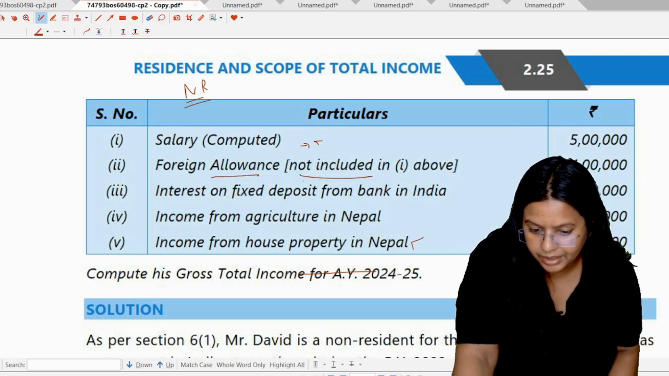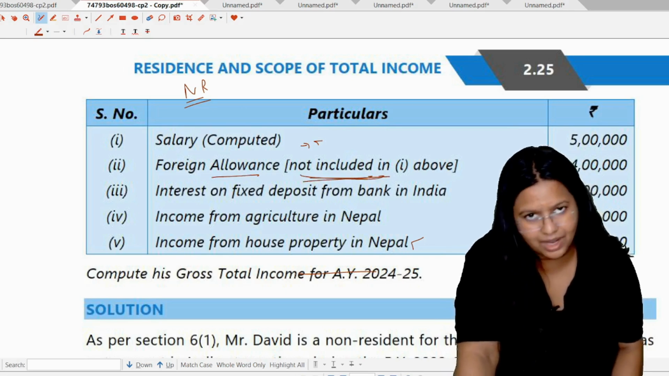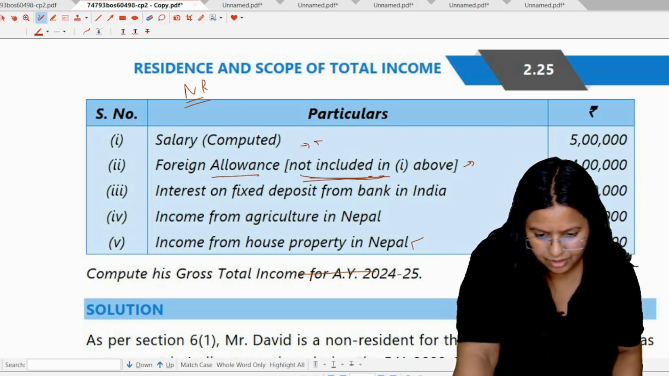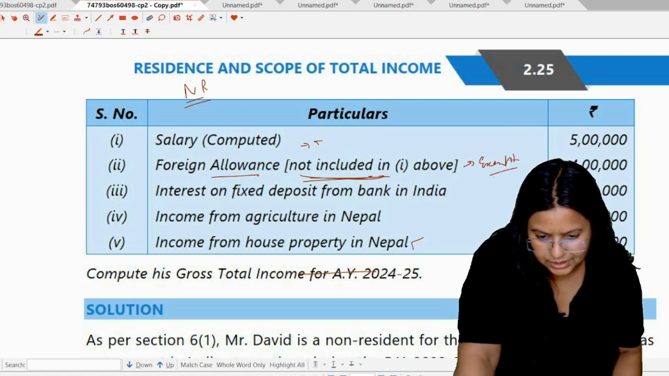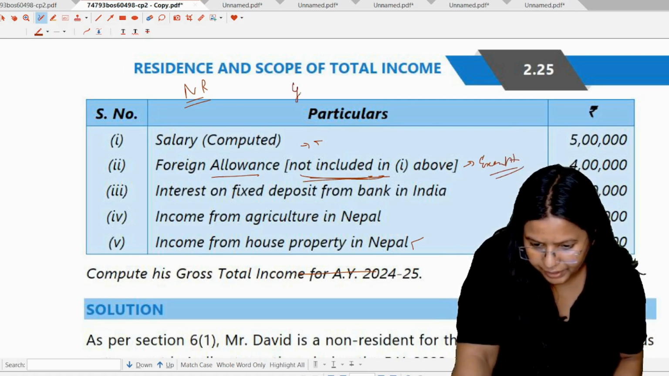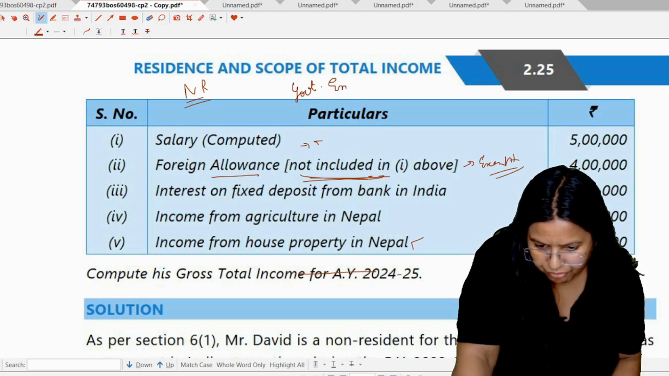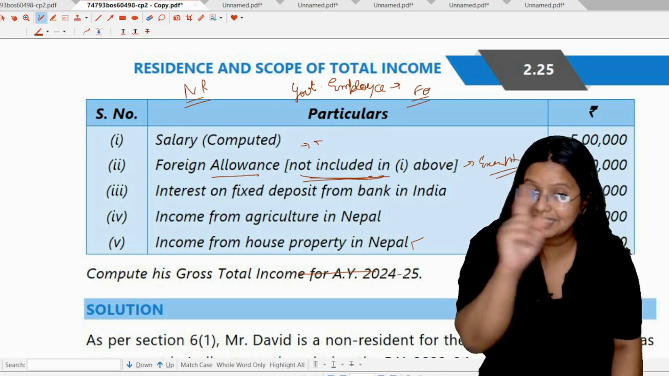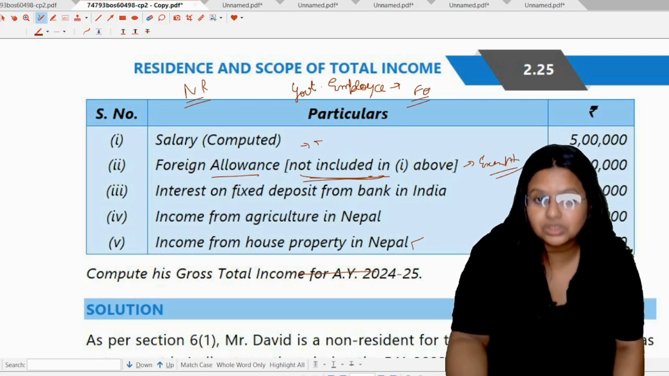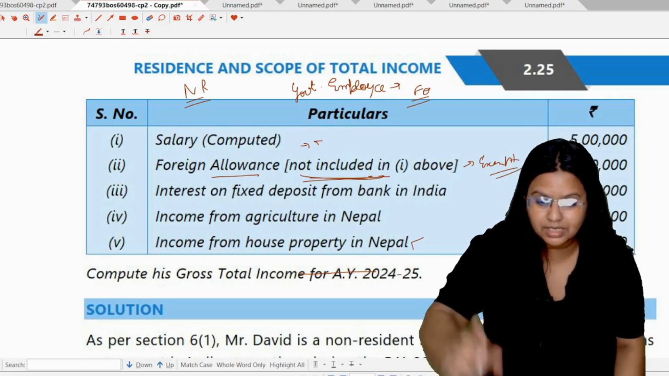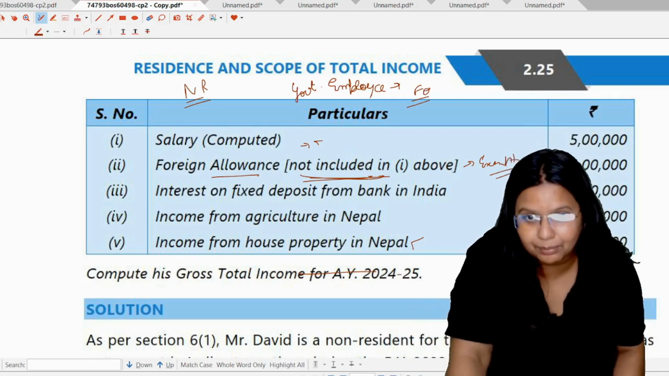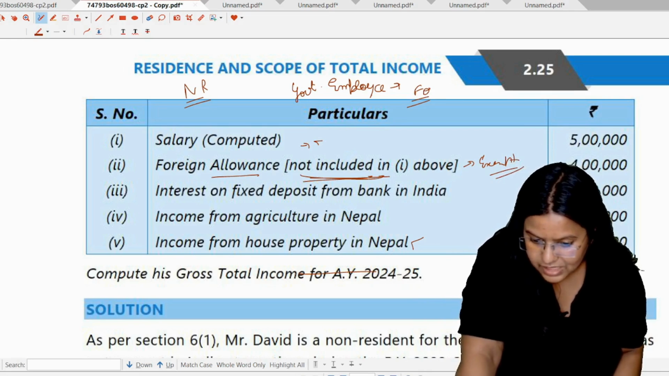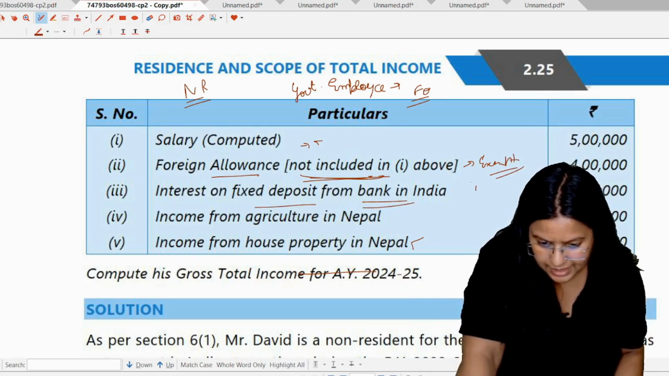Foreign allowance not included in one above. Taxable? No, it is exempted. Why? Students, if any Indian government employee gets any kind of foreign allowance from the government, not the salary, but the allowances given to that person as foreign allowance are exempted. Okay. Interest from FD from a bank in India, taxable.